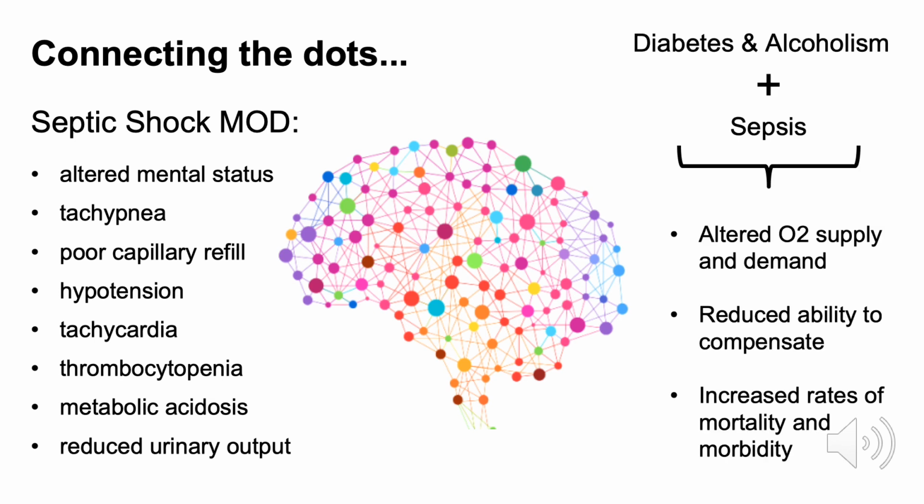Diabetes and chronic alcohol use can impact oxygen supply and demand, and when the system is placed into states such as sepsis, this can further reduce the body's ability to compensate, often leading to increased rates of morbidity and mortality.